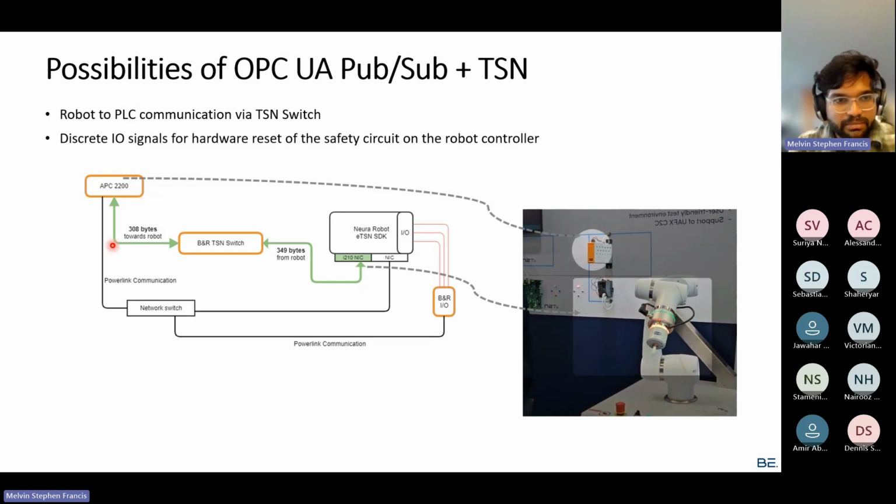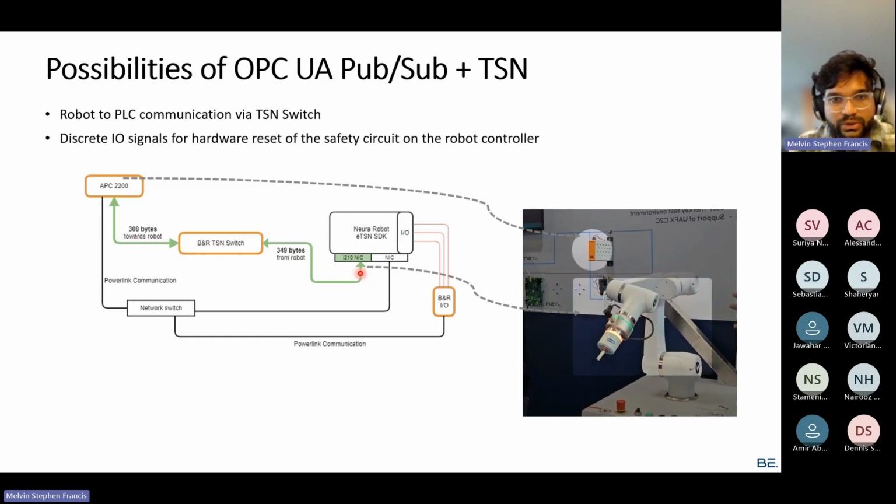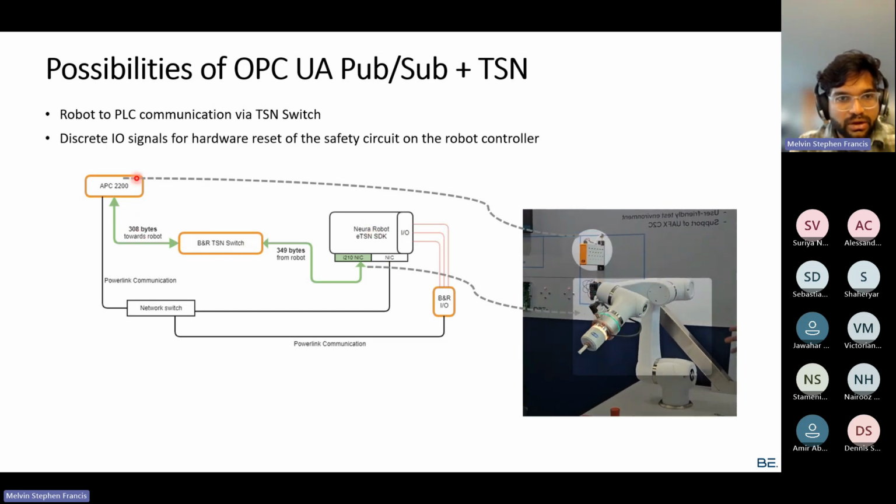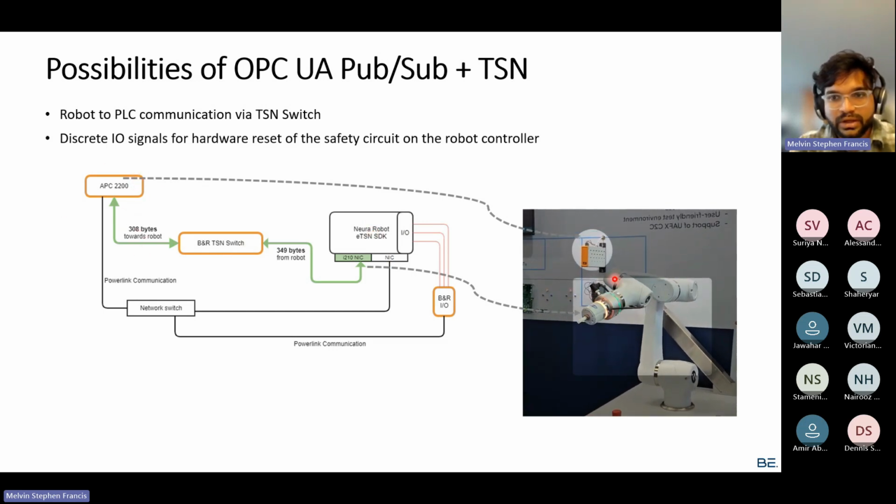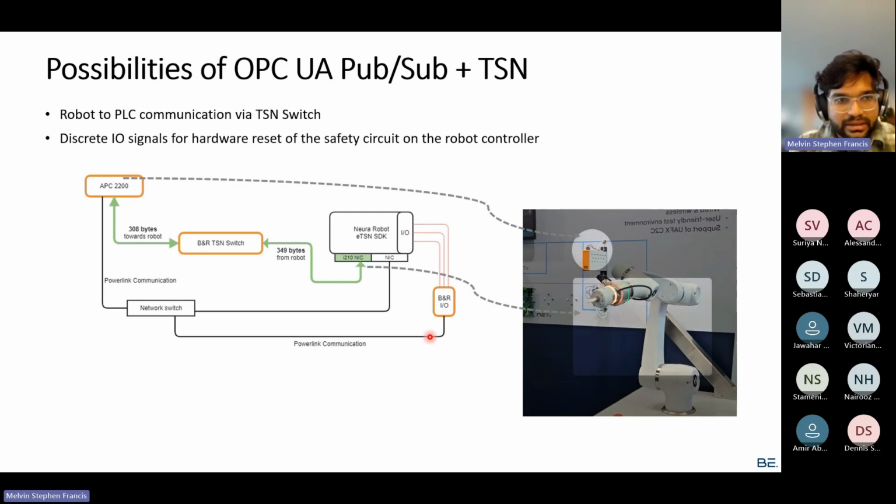So you can see 300 bytes of data towards the robot is being sent, and this particular neuro robot receives it, and then it sends back the data to the APC so that all the numerical calculations for the robot path tracing is done here.